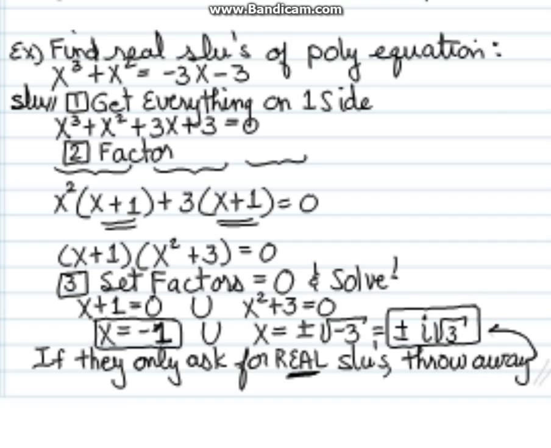If they only ask for the real solutions, you throw away the imaginary solution plus or minus i square root of 3. So eliminate that altogether. Your only solution for this question will be x equals negative 1 because the question specifically asks for only the real solution, not the imaginary solutions. So we're finished with x equals negative 1.